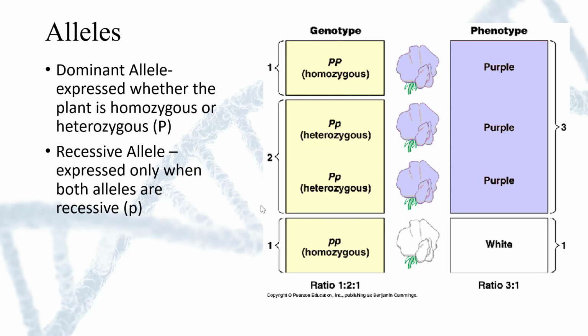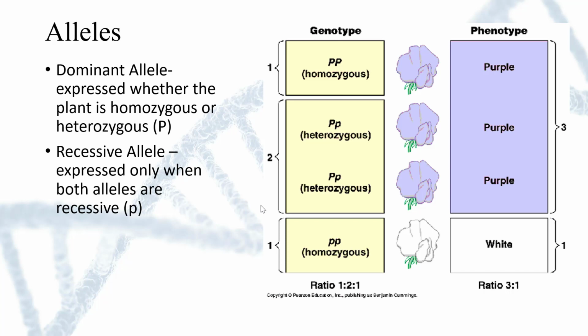Now, a dominant allele is going to be, the trait that it codes for is going to be expressed whether the plant is homozygous or heterozygous, right? So if you have a dominant allele in your genotype, it's going to express the phenotype that it's coding for. If you have a recessive allele, you need two recessive alleles. So you need homozygous recessive in your genotype in order for the trait that the recessive allele is coding for to be expressed. And here we have an example.